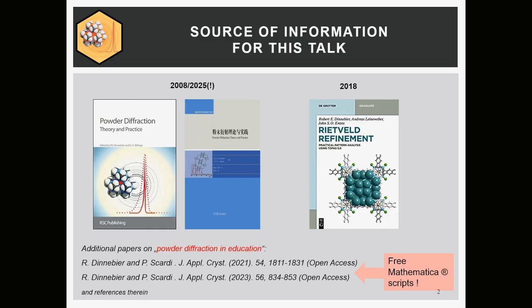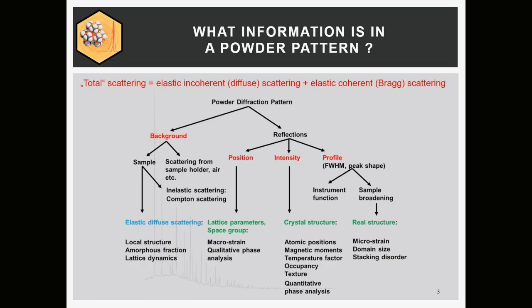Okay, let's move on. This is my favorite transparency. It's already in all of the books. It's just giving you a glimpse of what information is actually in the powder pattern, and this is very schematic. Of course, we have the background. We heard a lot about background today. Most people want to get rid of it, which is perfectly understandable.